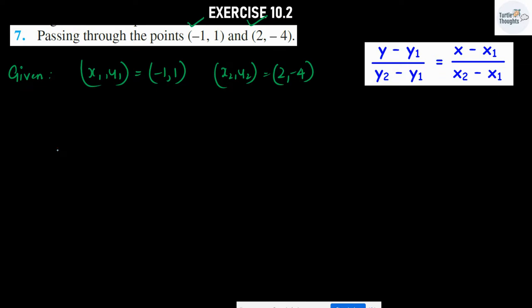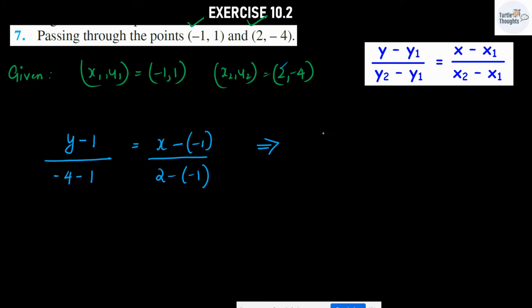So I will be substituting the same. So y I will be keeping as it is, y minus y1. What is your y1? y1 is 1, so I will keep as it is, divided by y2 minus y1. y2 is minus 4 minus y1. y1 is again 1. This is going to be equal to x minus x1. So x minus x1 is minus 1, so minus of minus 1, divided by x2 minus x1. x2 is 2, x1 is minus 1. So I can write 2 minus of minus 1.